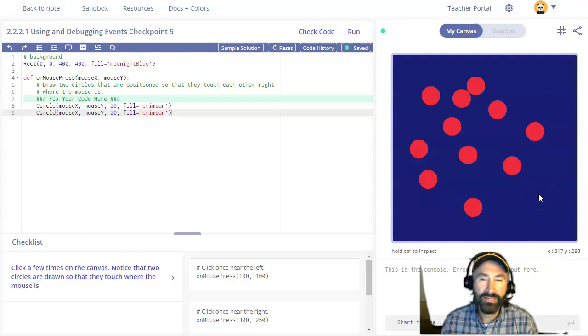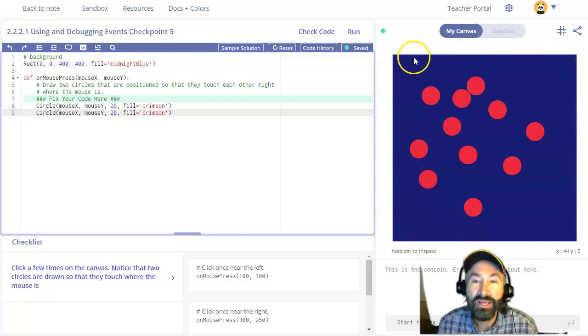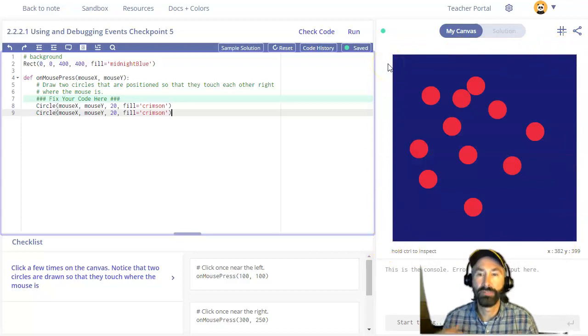What makes a circle? What is the thing that determines where the circle is going to be drawn on the canvas? And by the way, this button is called My Canvas, okay? But this big blue square is called the canvas. In other words, the canvas is where we draw everything regarding this programming that we're doing. If I say the canvas, I mean the place where we do the drawing. If I say my canvas, I mean click here. And if I say solution, I mean click here.